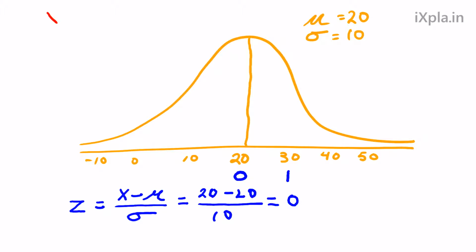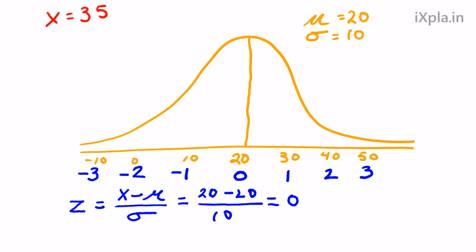And then 40 minus 20 would give me 20, divided by 10 would give me 2. And I can do that for 50. And I can do it for 10. And I can do it for 0. And I can do it for negative 10. So the blue number line represents the z-score number line. The orange number line represents the raw score number line.